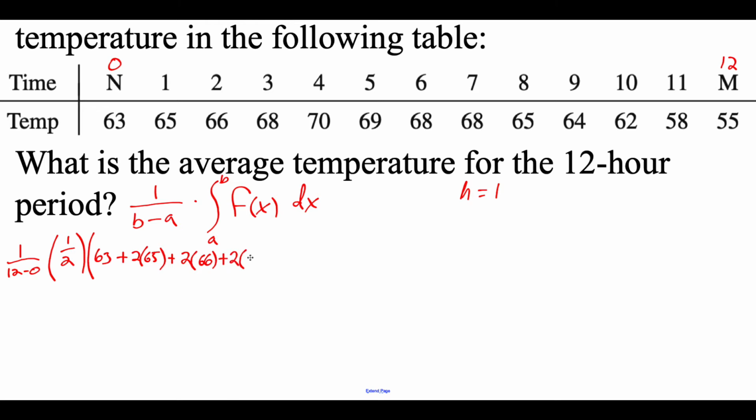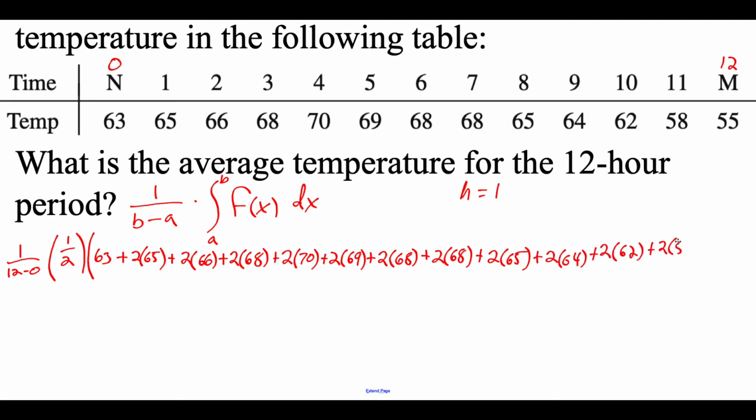But remember, the first and the last y values don't get any multipliers on them, but all of those middle y values will get a 2 multiplier on them. Now, if we look at simplifying this down, first looking at this fraction, 1 over 12 minus 0, that's 1/12, and then 1/12 times 1/2 is 1/24.